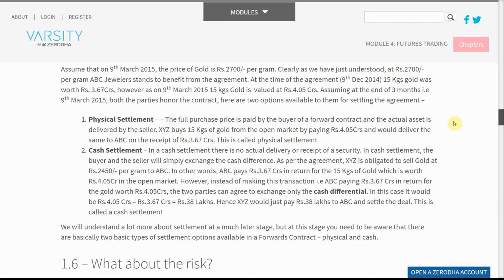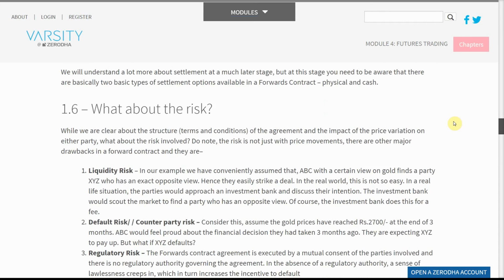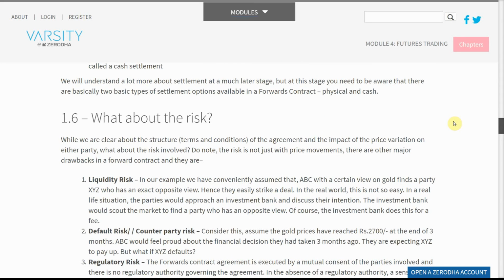However, instead of making this transaction, i.e. ABC paying 3 rupees and 67 paise crore in return for the gold worth 4 rupees and 5 paise crore, the two parties can agree to exchange only the cash differential. In this case, it would be 4 rupees and 5 paise crore minus 3 rupees and 67 paise crore equals 38 lakh rupees. Hence XYZ would just pay 38 lakh rupees to ABC and settle the deal. This is called a cash settlement. We will understand a lot more about settlement at a much later stage. But at this stage you need to be aware that there are basically two types of settlement options available in a forwards contract: physical and cash.